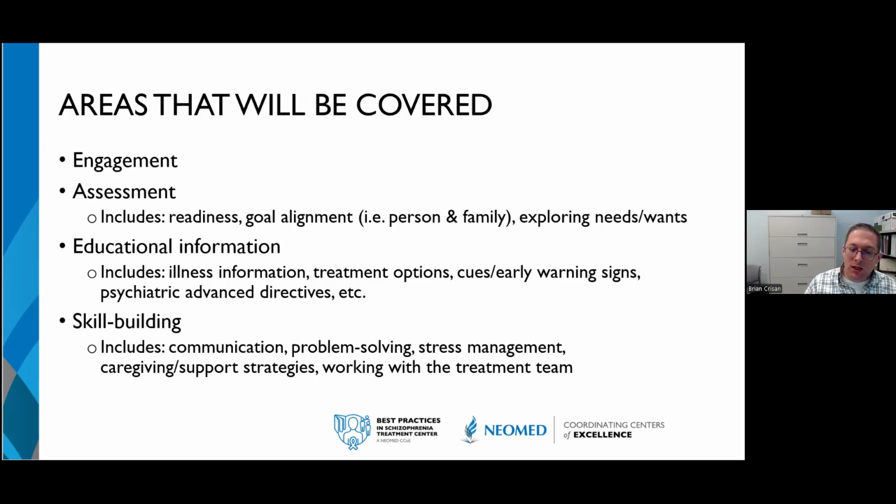And then there's a skill building component. So every family needs to be able to communicate with each other, solve problems together, manage stressors from daily life together. But sometimes families lack those skills. And so we're looking at this as an opportunity to build and develop those skills in families.